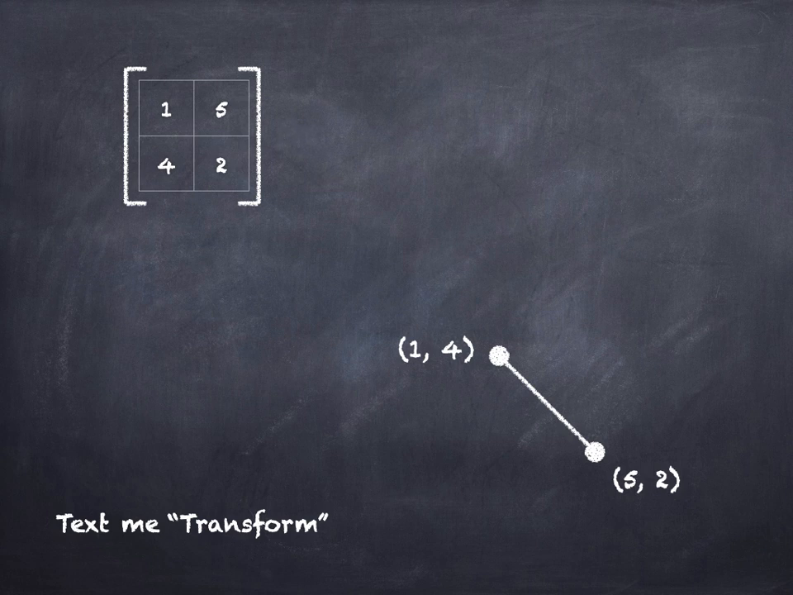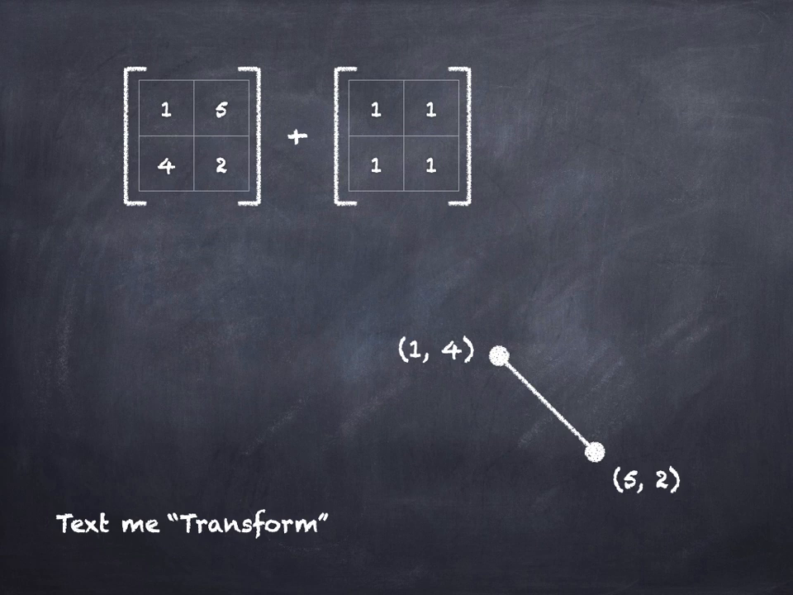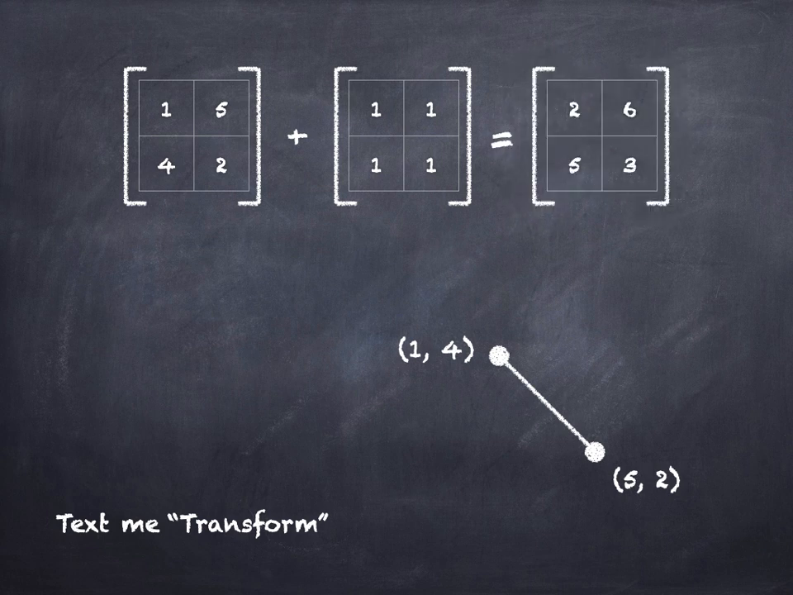And we're going to add to that what is called a transformation matrix. The transformation matrix in this case is 1, 1, 1, 1. If we add that, then we get 1 plus 1 is 2, 5 plus 1 is 6, 4 plus 1 is 5, 2 plus 1 is 3. Now we have new coordinates, so we can graph those, and you'll notice this line's been shifted up 1 and over 1. Okay, that's it. That's really all we're doing. We're using matrices to shove shapes around on a graph.